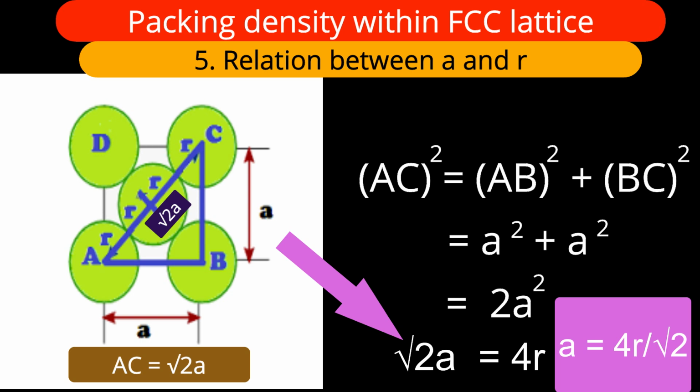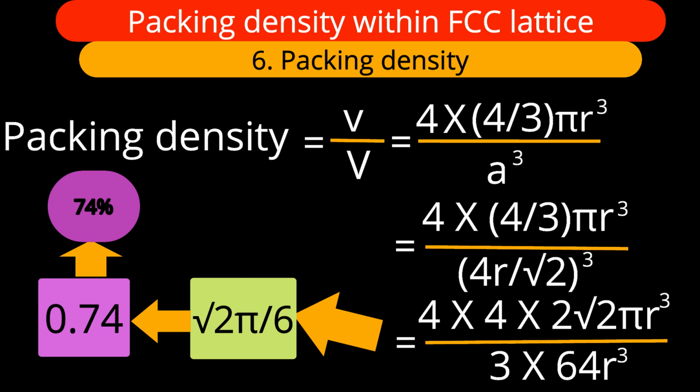Means a is equal to 4 upon root 2 r. Or further, if I simplify, because 4 means what? 2 into 2. 2 means what? Root 2 into root 2. So it will be 2 root 2 r. See whether you are understanding it or not. What is the formula of packing density? Packing density is equal to volume occupied by atoms, small v, divided by volume available for occupation, that is capital V. That small v is equal to 4 into 4 by 3 pi r cube, means 16 by 3 pi r cube, and capital V is equal to a cube.